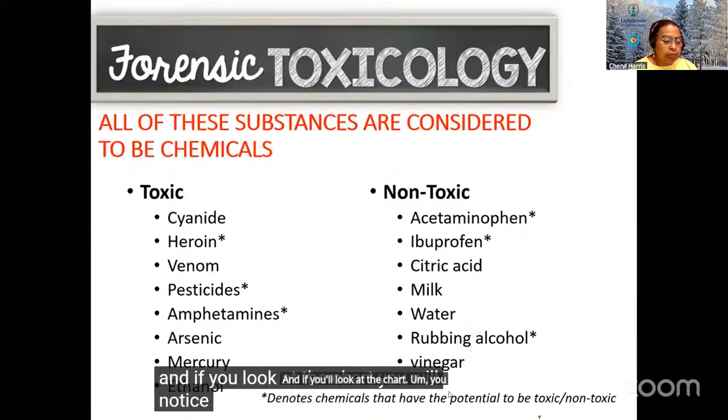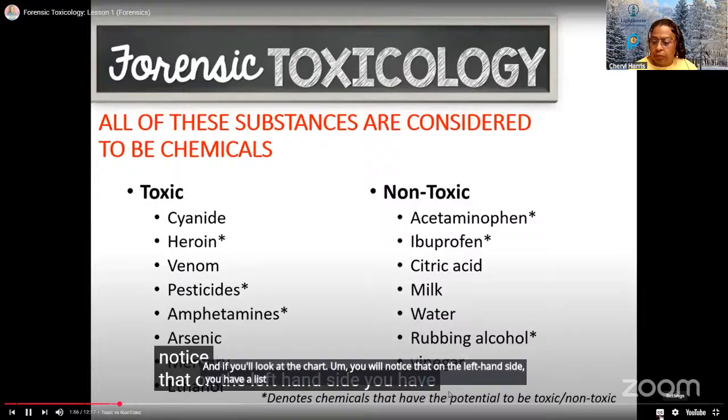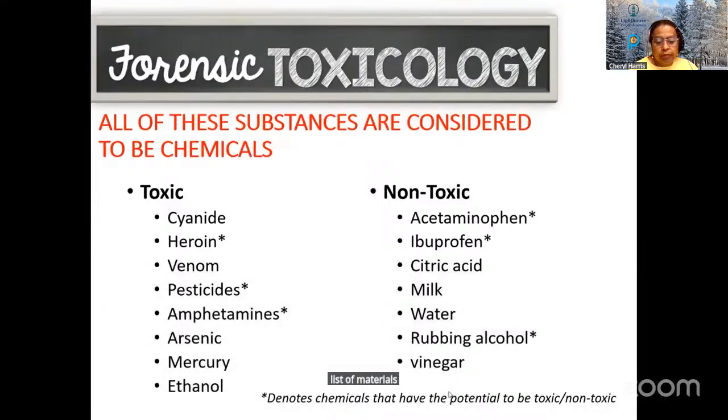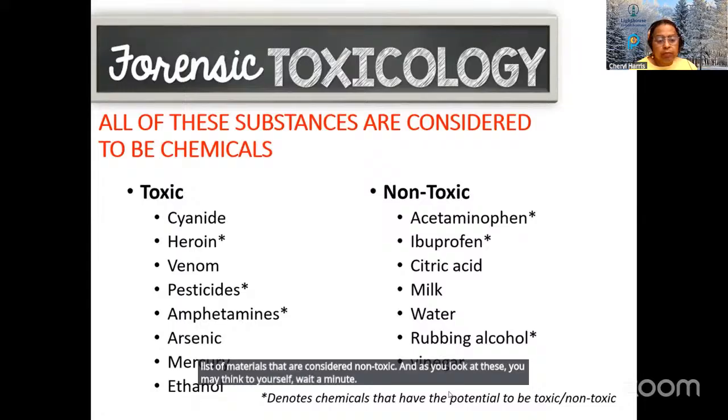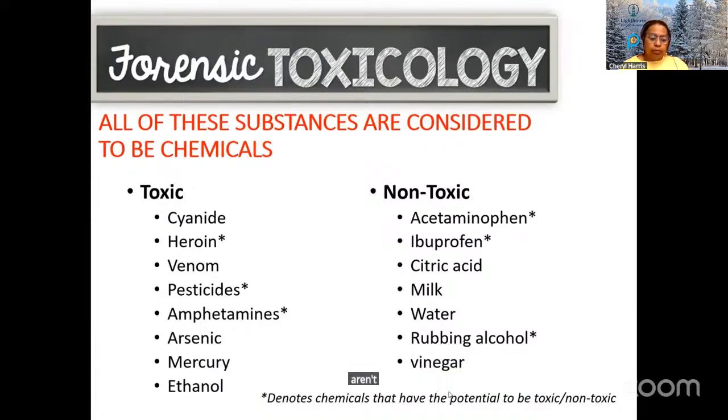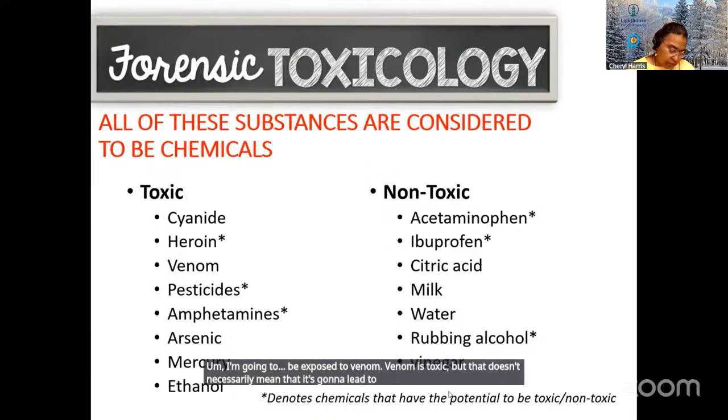If you'll look at the chart, you will notice that on the left-hand side, you have a list of materials that are considered toxic, and on the right side, you have a list of materials that are considered non-toxic. And as you look at these, you may think to yourself, wait a minute, some of these on the toxic side aren't necessarily toxic. Remember, toxic does not necessarily equate to death. For example, if I'm bitten by a rattlesnake, I'm going to be exposed to venom. Venom is toxic, but that doesn't necessarily mean that it's going to lead to my death. So toxin just means it is toxic to the body or the organ systems or tissues within the body.